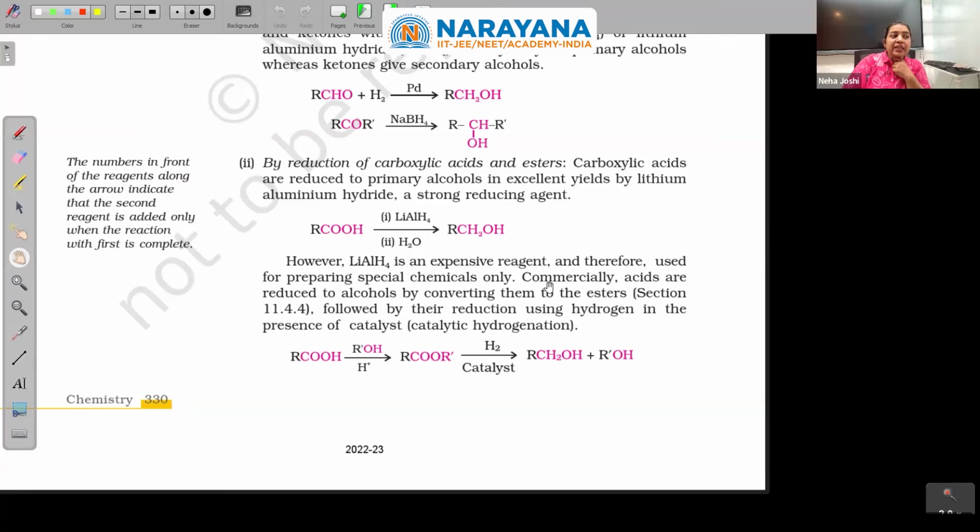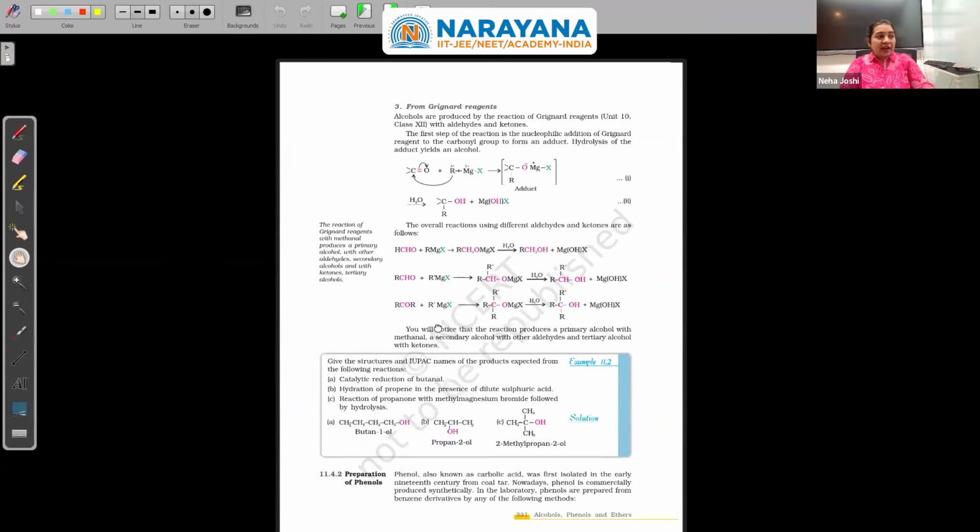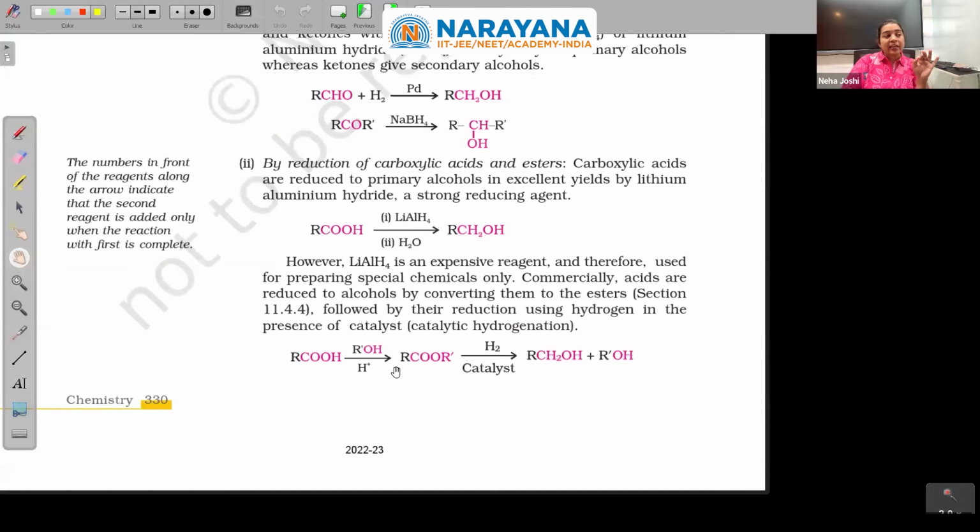Fine. However, LiAlH4 is an expensive reagent and therefore used for preparing special chemicals only. Commercially, acids are reduced to alcohols by converting them to esters, followed by their reduction using hydrogen in the presence of a catalyst. Now, here they have not defined the catalyst. They have just said catalytic hydrogenation, but the catalyst is not defined. In the absence of that, we get confused about what we should take. Should we take a metal and hydrogen here as a catalyst? If they give nickel and hydrogen, should I take it as reduction or not?